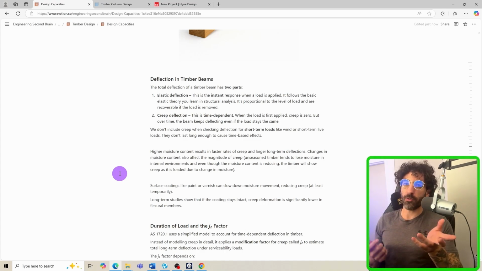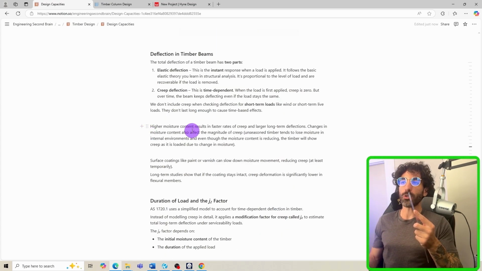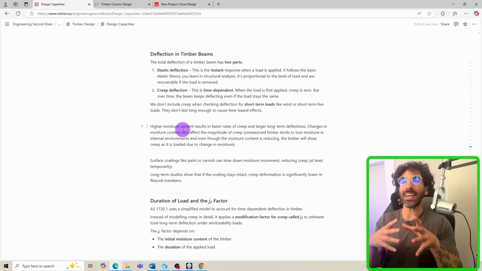So there's no time for creep to happen. Now, creep is also dependent on the change of moisture content. That's why seasoned and kiln-dried timber are best for structural applications, because the moisture content in unseasoned timber tends to vary a lot. And that means that the creep deflection tends to be higher as well.